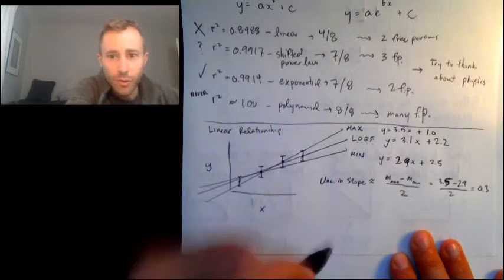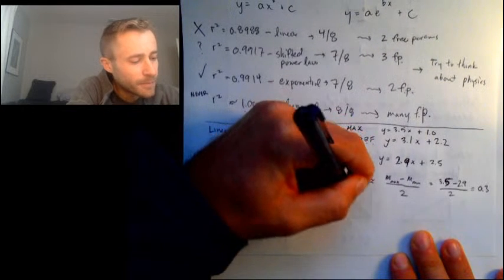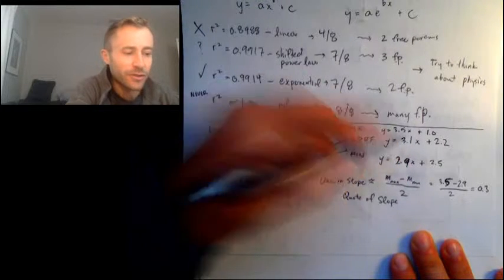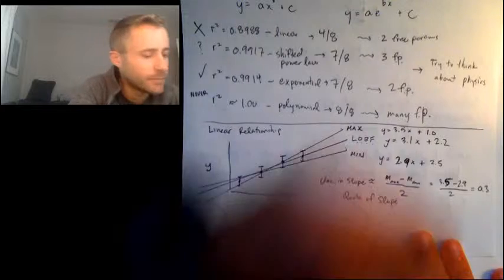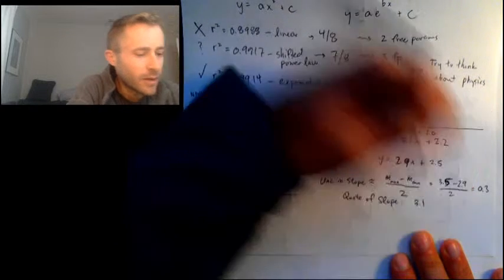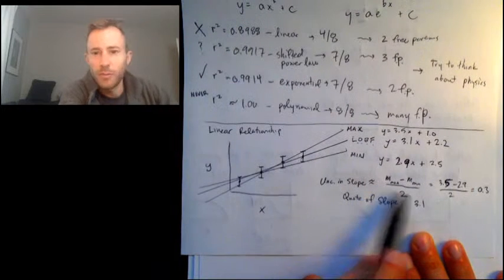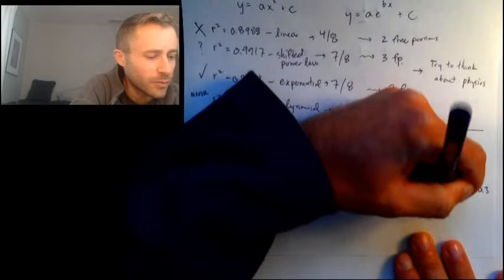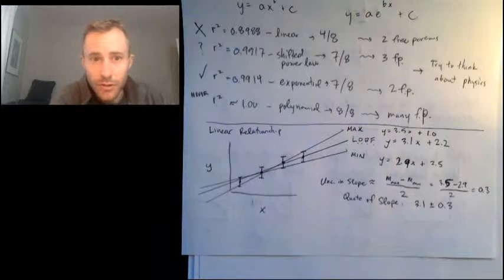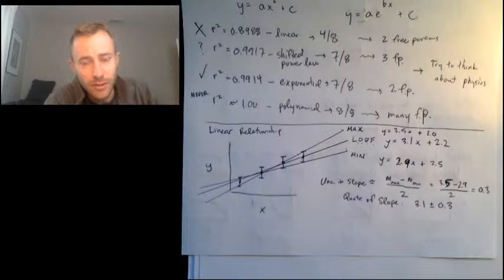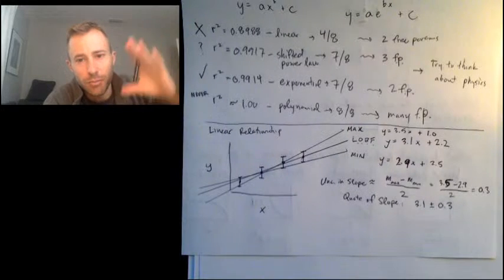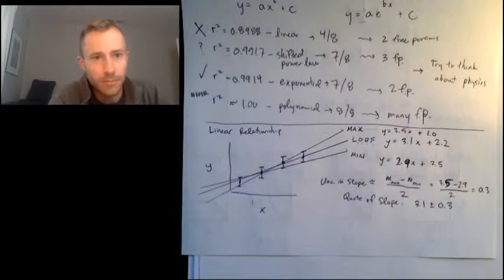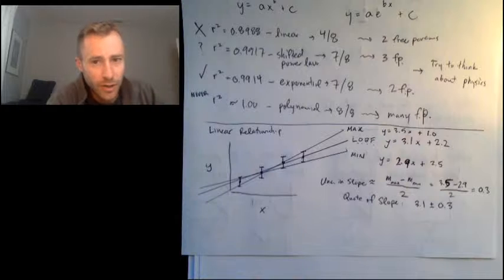So if I want to quote my slope, well, my best guess at the slope is 3.1. And the uncertainty is the maximum slope minus the minimum slope over 2. So my slope is 3.1 plus or minus 0.3. So you're saying that I think the slope is 3.1, and it's most likely between 3.4 and 2.8. All right? So that's how you do that.